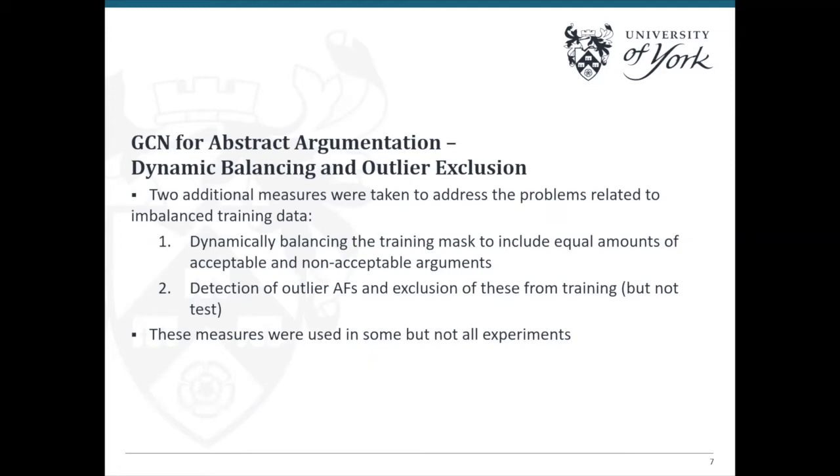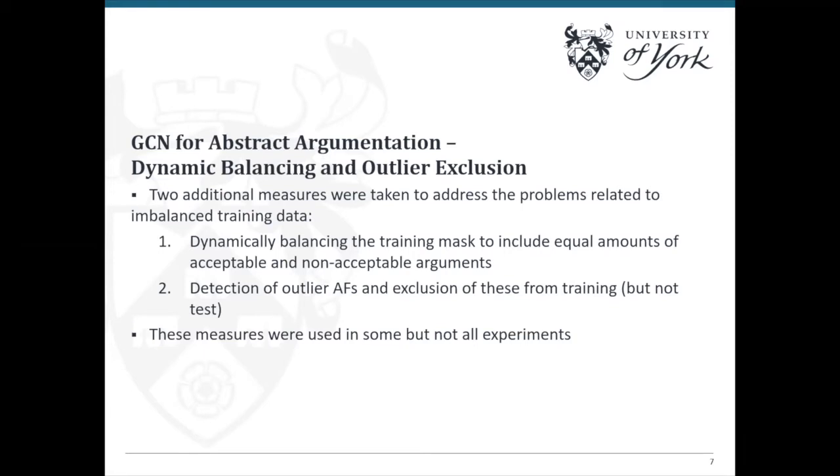In a similar line, we've also introduced a function to dynamically balance this training mask so that it has equal amounts of non-acceptable and acceptable arguments in each training mask that it generates. There are also some argumentation frameworks that effectively have none or only a single acceptable argument in the training set that we've used. So we've basically excluded the very extreme outliers from the training, but not from the test. They still form part of the evaluation.